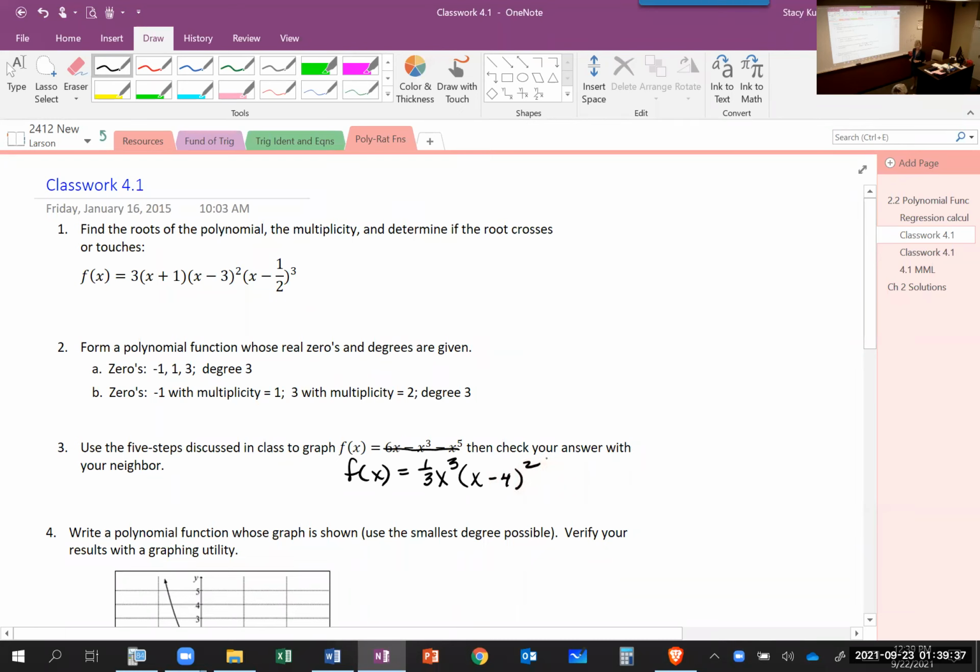Okay, so we have a little bit of time left for you to practice the work that we've done. Basically, question number 3 is just, I want you to sketch it using the same methods that we were doing in class, whether that was 5 steps or not, okay?